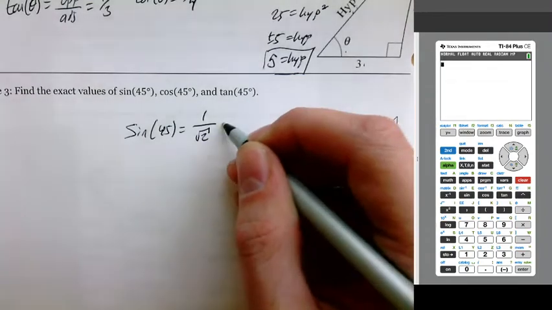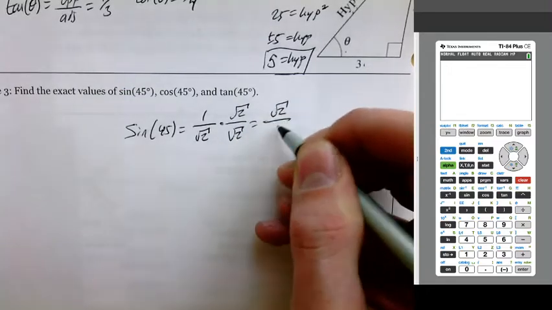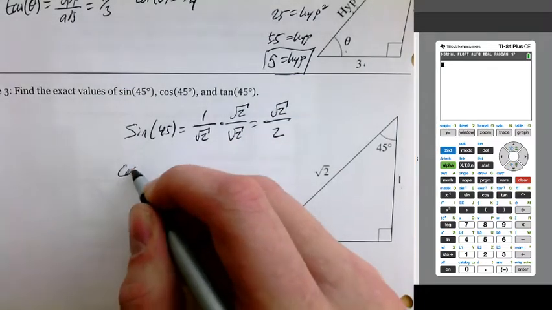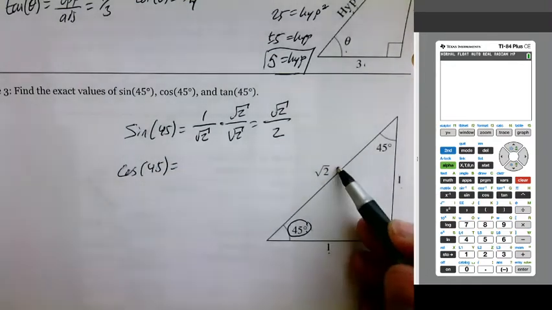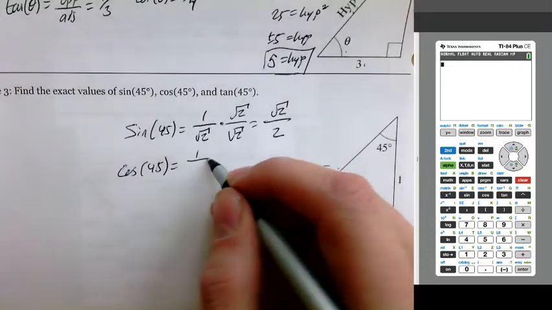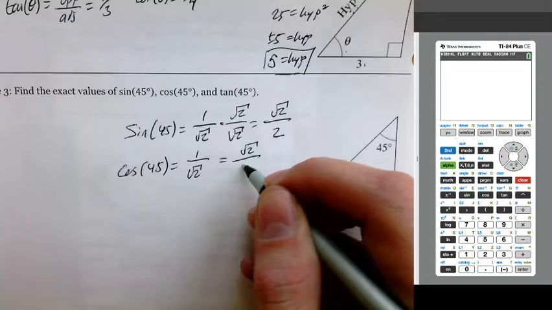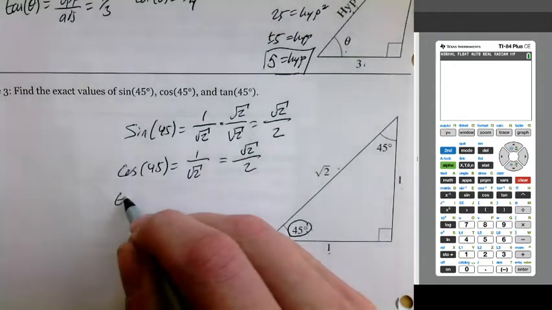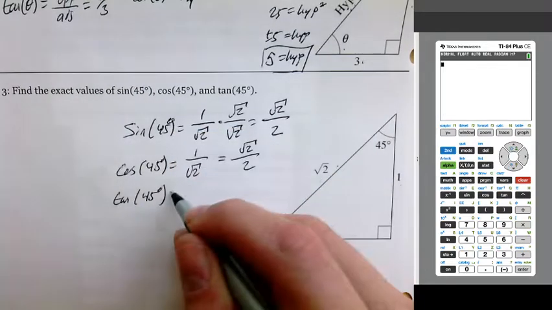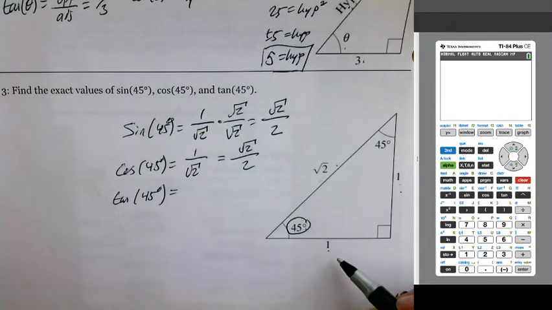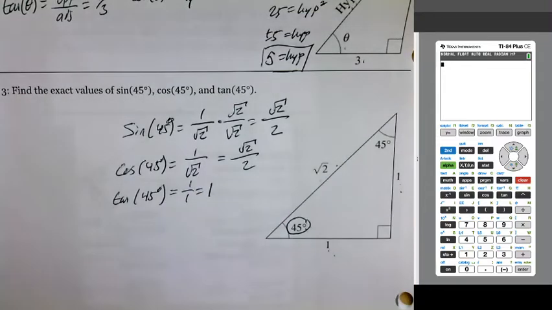But we're going to want to rationalize that, so we're going to multiply by root 2 over root 2 to get root 2 over 2. Cosine of 45 is going to be adjacent over hypotenuse, and look, it's the same thing, 1 over root 2. So I know after rationalizing it's the same thing, so I'm going to get root 2 over 2. Tangent of 45 degrees is going to be opposite divided by adjacent, so 1 over 1. 1 over 1 is 1.